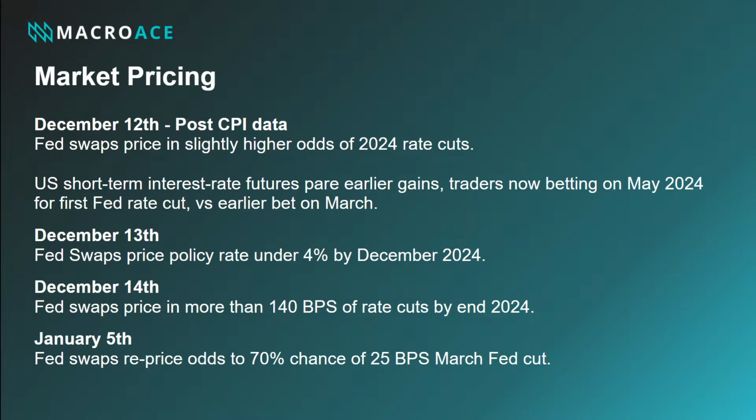And then on January the 5th, Fed swaps repriced the odds to a 70% chance of a 25 basis point March Fed rate cut.